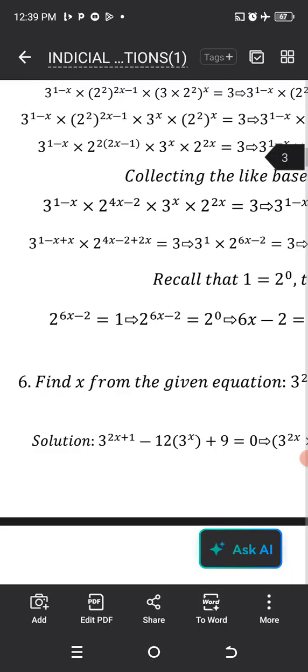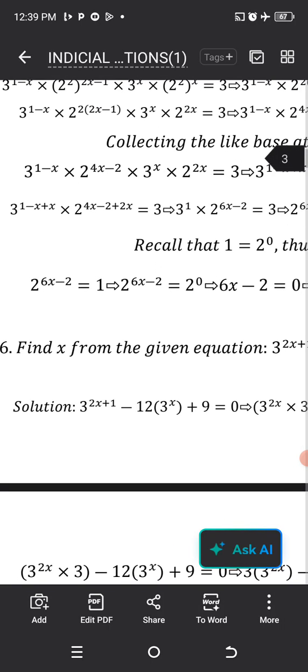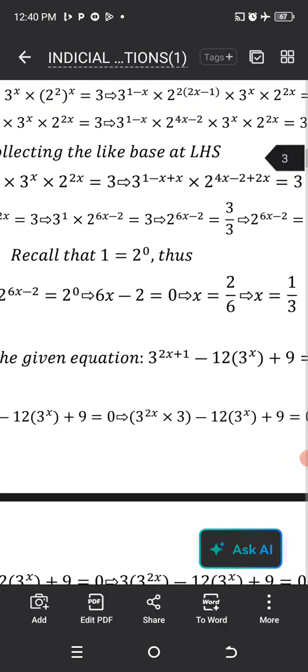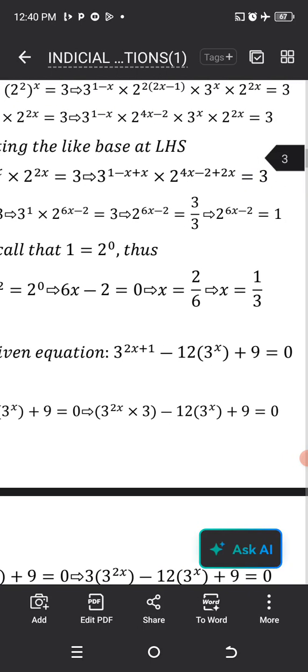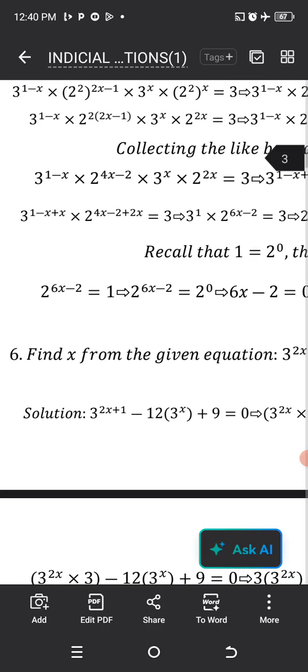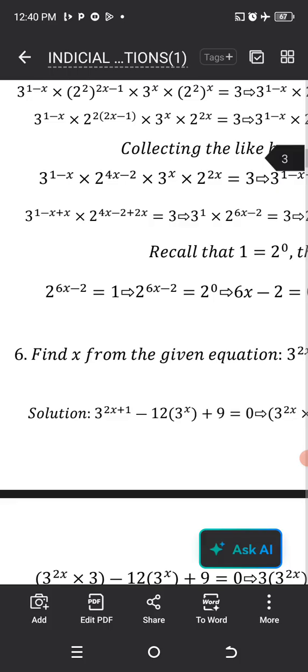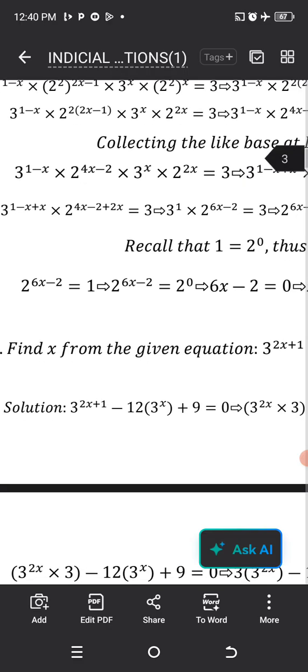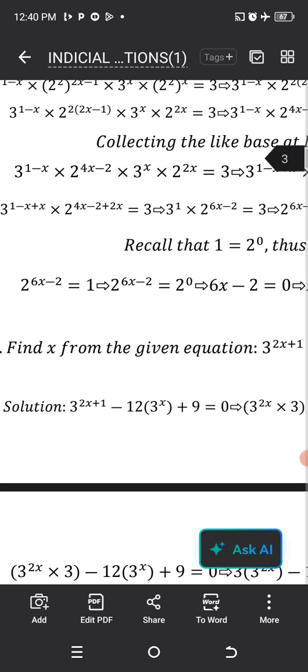If you are collecting the like base at the left, you can see the expression on the left hand side. So you can see in front of that implication sign in the same line, look at the left hand side expression. We have 3 raised to power 1 minus x multiplied by 2 raised to power 4x minus 2, after applying the product law, multiplied by 3 raised to power x multiplied by 2 raised to power 2x equals 3.